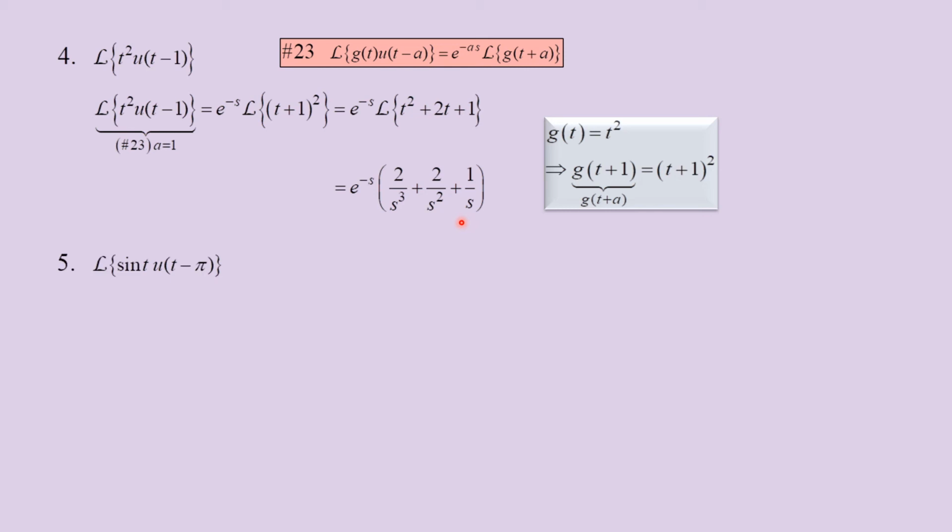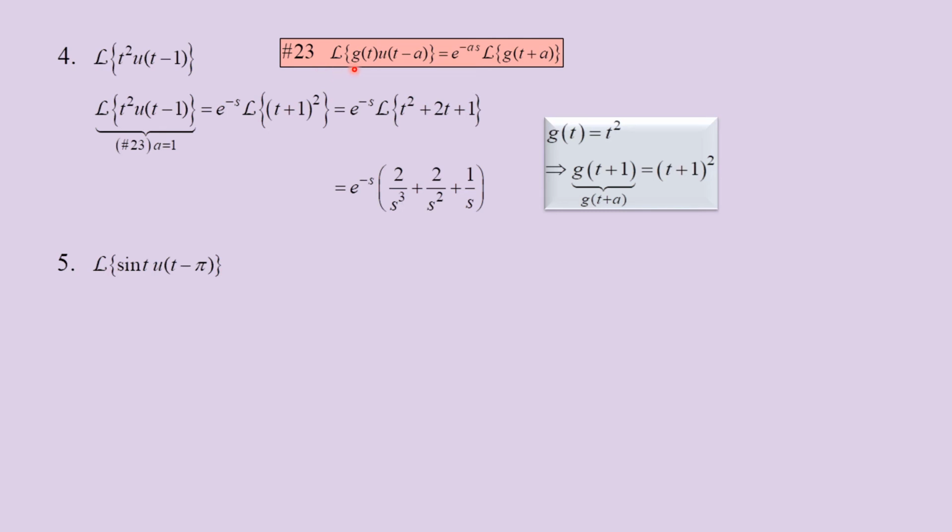Next question, what is the Laplace transform of sine t u(t minus pi)? Notice that we cannot apply formula number 21 because the unit step function is expressed in terms of t minus pi, but this sine function is not expressed in terms of t minus pi, so they are not of the same form. Therefore, we have to resort to formula number 23.